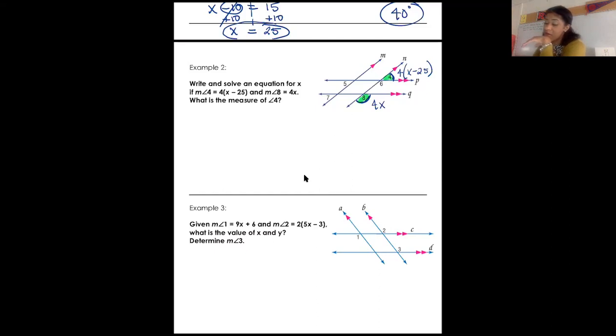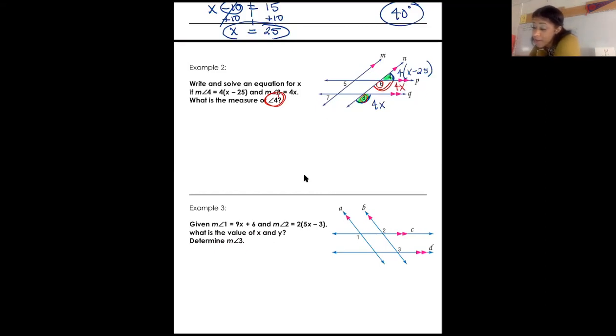Let's try and figure out angle 6. Let me change my color here. Angle 6. The reason I pick angle 6 is because the question is going to want the measure of angle 4, and 6 is close to 4, so I just chose that. But anyway, there is a relationship between 6 and 8, okay? 6 and 8 are corresponding angles. We know from the previous problem, corresponding angles are congruent. So if the measure of angle 8 is 4x, the measure of angle 6 is 4x, okay?